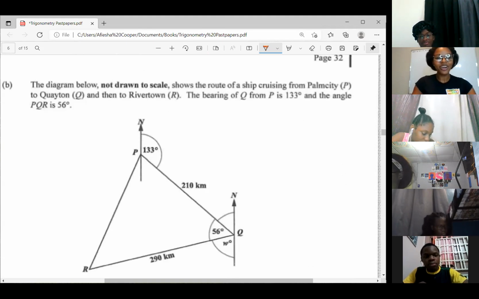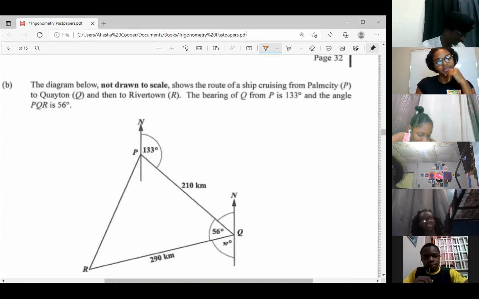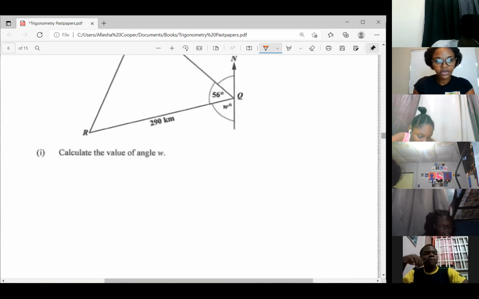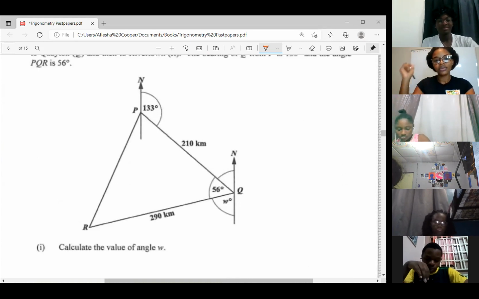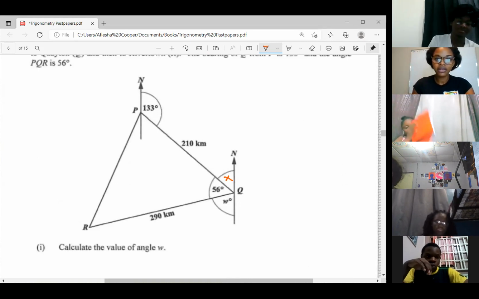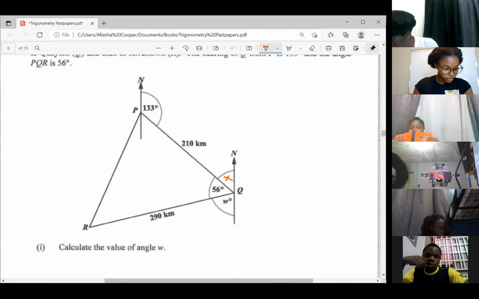More of the fun stuff. So let's go. What I ask us to work out is, this is bearings. Okay, W. How to work out W? Easy. What we had to work out first here is how much is that part?